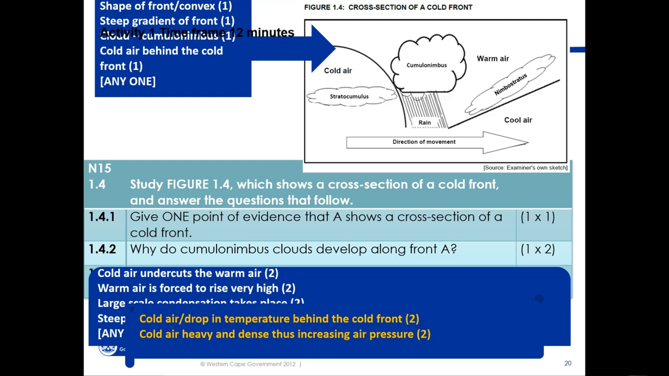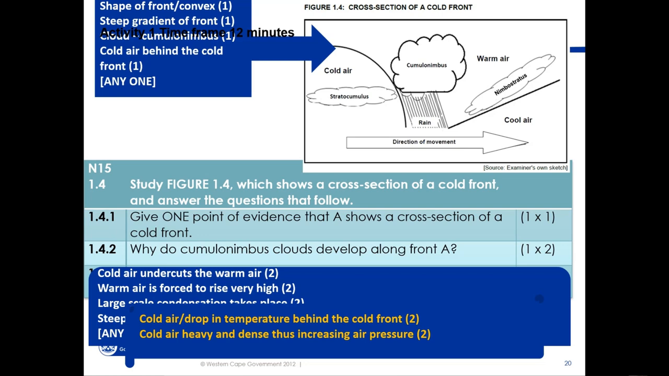clouds, right? And we explained to you why we have those cauliflower clouds. And remember I said to you the other night we had our thunder and lightning. So what is the reason for that? And then 1.4.3. It says to you, once the cold front passes over, the air pressure will increase. Explain why this is the case.